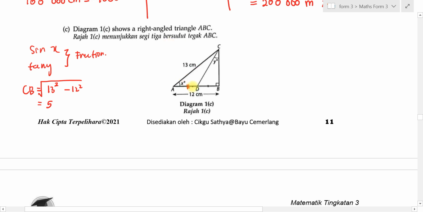Okay. 5. Okay, now they want what? Sine x. Sine x is, okay, sine x. So you don't look at the y, look at the x only. Sine means opposite, 5 over the hypotenuse. Hypotenuse is 13. 5 over 13. That's it. Okay. Then I erase this one.